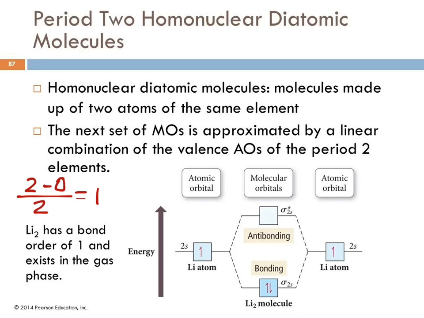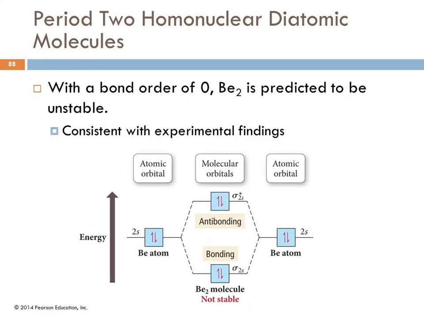Any other questions? So let's look at the next element, beryllium. Again, with the 2s orbitals, but now those 2s orbitals are full. The 2s orbitals combine to form a bonding and an antibonding orbital. Now we have 4 electrons, and so we'll get 2 in the bonding and 2 in the antibonding. This has a bond order of 0. It's predicted to be unstable, and that is true. It is not stable.